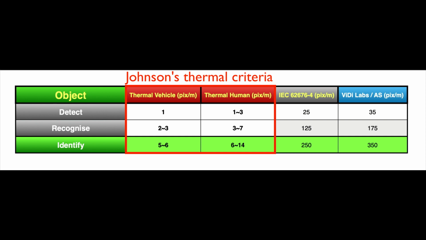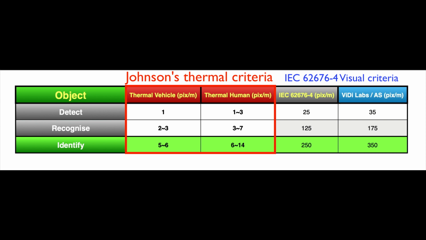For recognition you need 2 or 3 pixels per meter, and for identification you need 5 to 6 pixels per meter. Now for thermal human detection you need 1 to 3, so anything between 1 and 3 at least. You may differentiate between a vehicle and a human, like you can see upright, maybe 2 pixels, 3 pixels going in the vertical direction rather than in the horizontal.